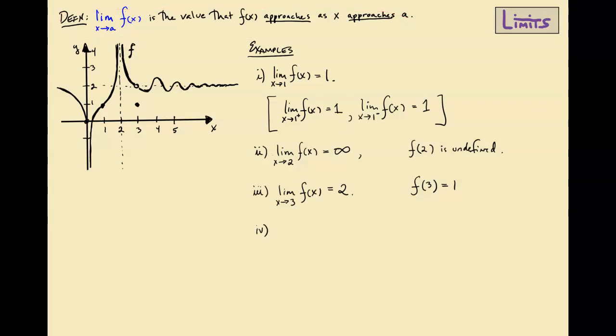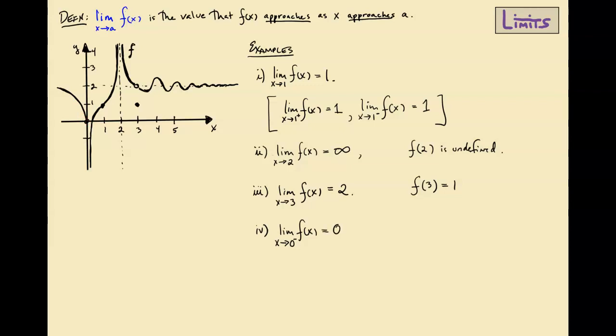Okay, let's look at a fourth example, which I'm actually going to do in 3 subparts. Let's start with the limit of f of x as x approaches 0 from the left. Well, what's happening? As we take values of the input closer and closer to 0, but to the left of it, the output is getting closer and closer to 0 itself. So that is going to be 0.